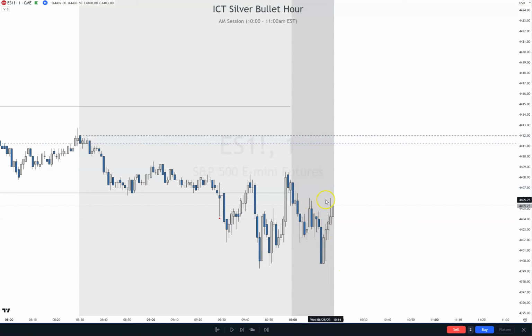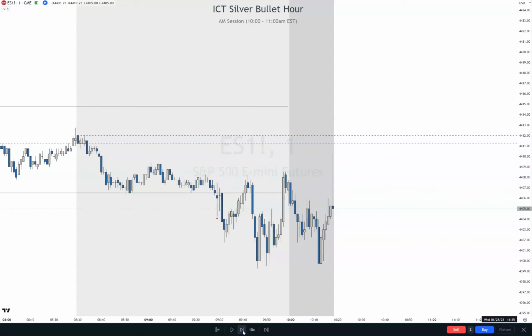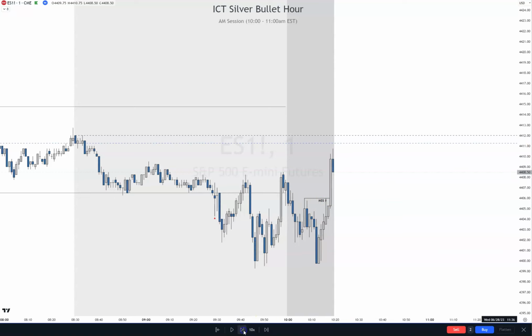Those are relatively equal highs right here. I still need it to break and then leave a fair value gap to come back into. So, oh, that breaks it right there. Okay, so there's your market structure shift. Now, if it can leave a fair value gap in here, that would be great. Okay, and it does. So here's a fair value gap.